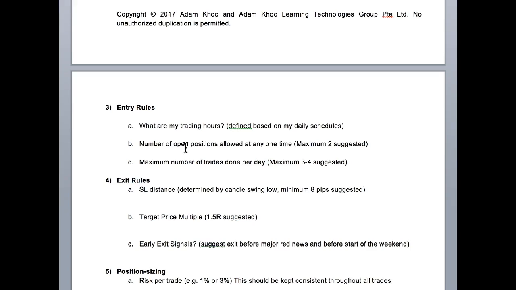What's the maximum number of trades that you want to do per day? Again, my average is about 3. I do not take more than 3 trades a day because you do not want to over trade. You want to limit yourself. And normally what happens is that if I have 3 trades, especially 3 trades that are 3 losers in a day, I stop for the day. I don't trade anymore. Why? Because I like to break that so-called negative momentum.